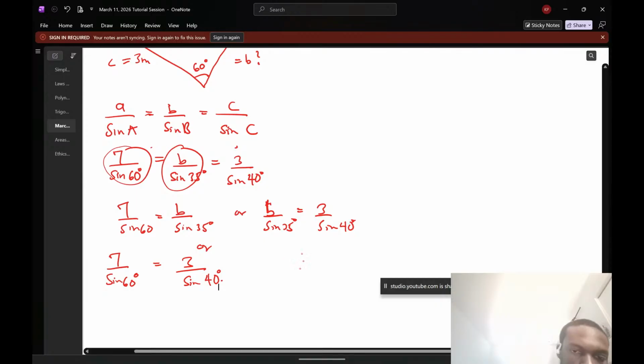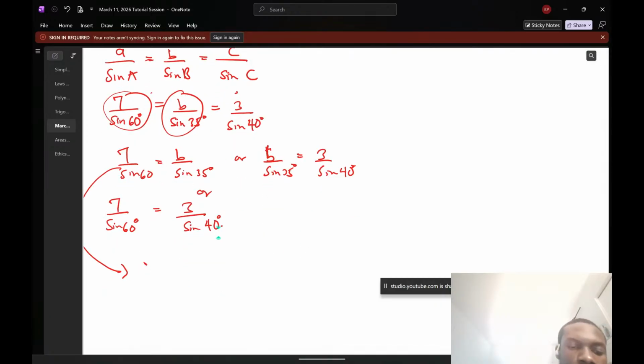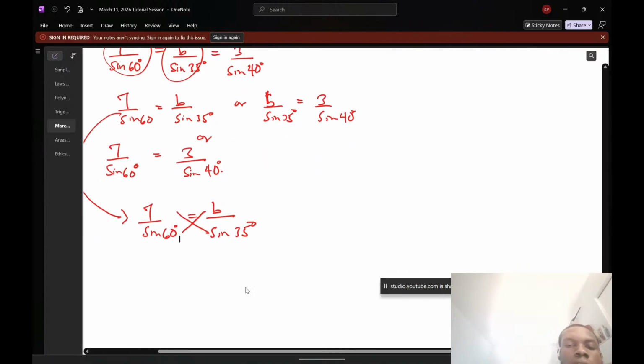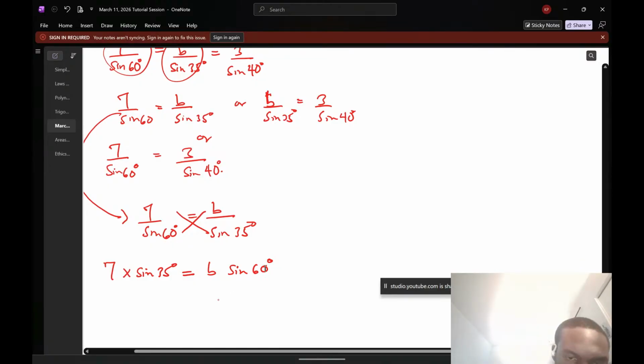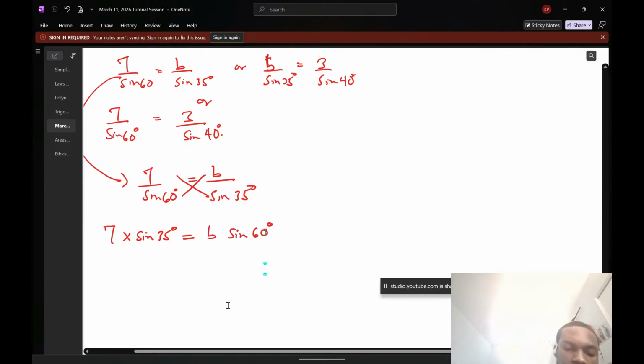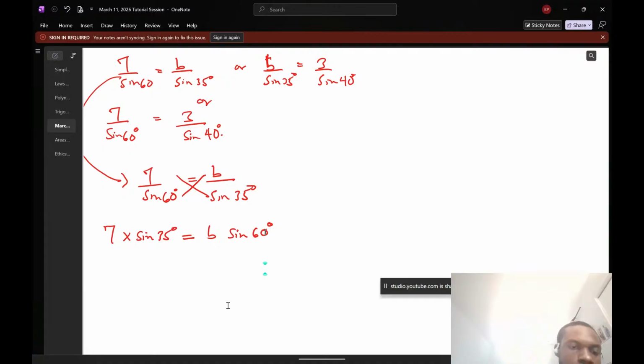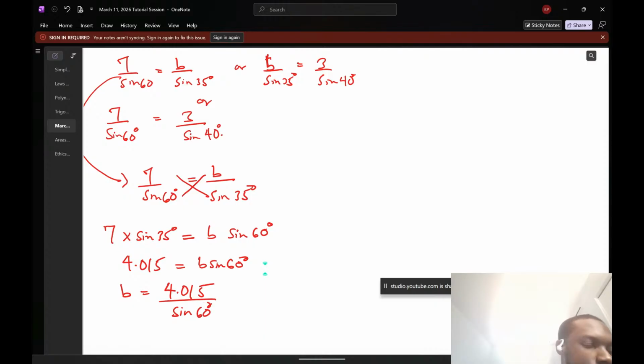So in this case, let's bring this one. 7 sine 60 is equal to b sine 35. So let's cross multiply. If we cross multiply, that will be 7 times sine 35 is equal to b sine 60. 7 sine 35 is 4.015, equal to b sine 60. So b is equal to 4.015 divided by sine 60. So that will be equal to 4.64. Okay, let's say meters.